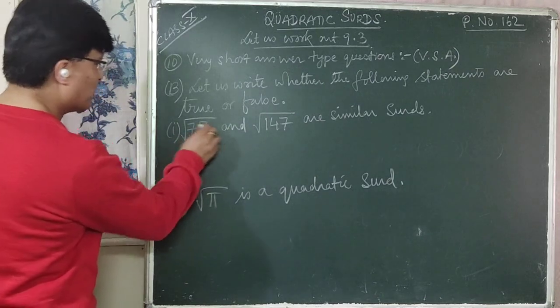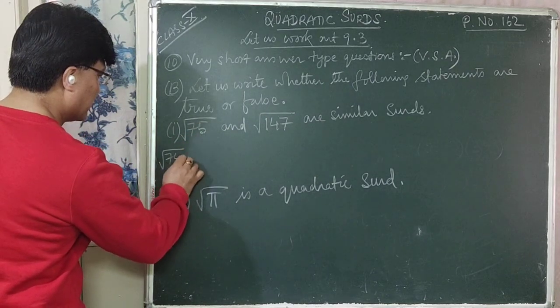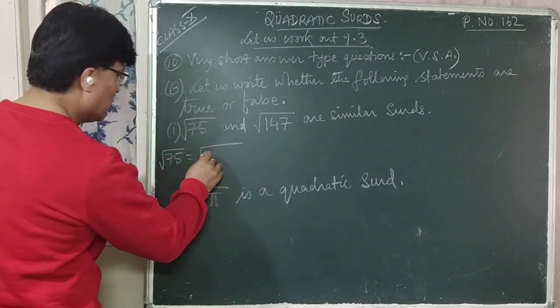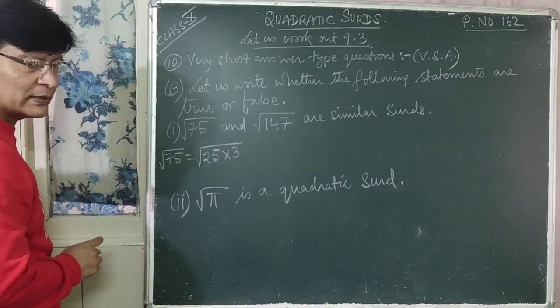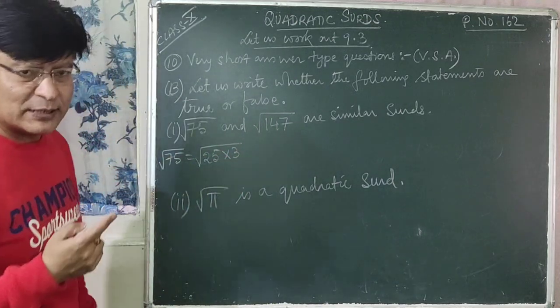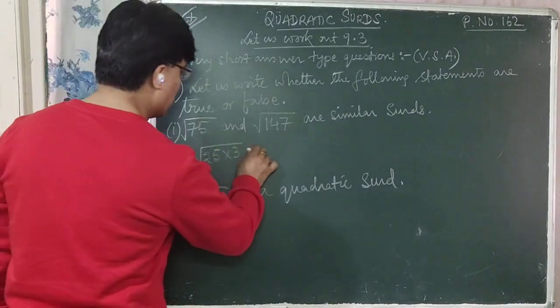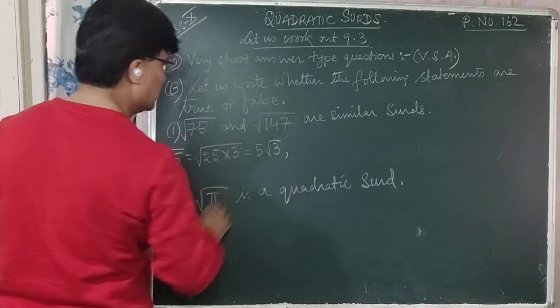So now first of all, the first surd is given as root over 75. So you have to simplify it. You have to convert it into simple surd. What is 75? It is 25 into 3. Root over 75 can be simplified as root over 25 into 3. So what is root over 25? Square root of 25 is 5. Then this is root over 3.